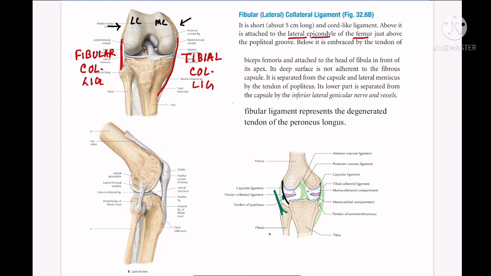So, once again, the lower and lateral part of the fibular collateral ligament is related to the tendon of biceps femoris. The biceps femoris is attached below to the head of the fibula.